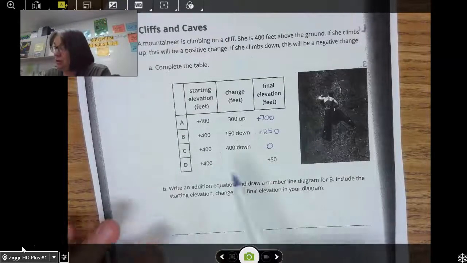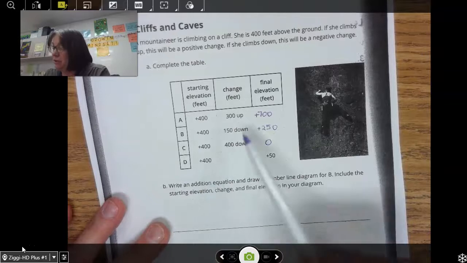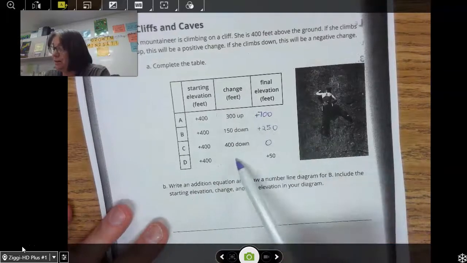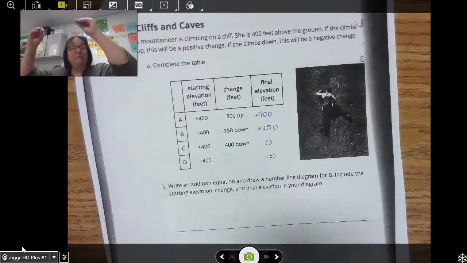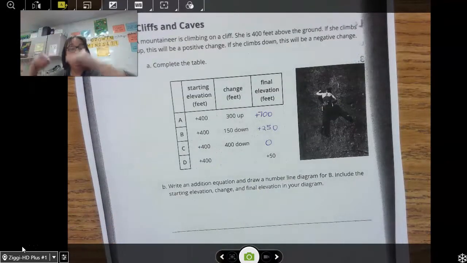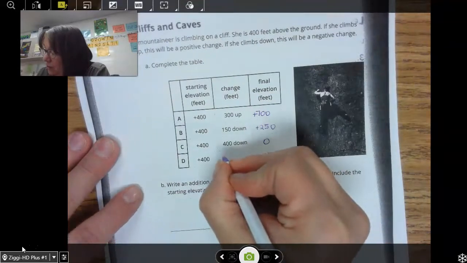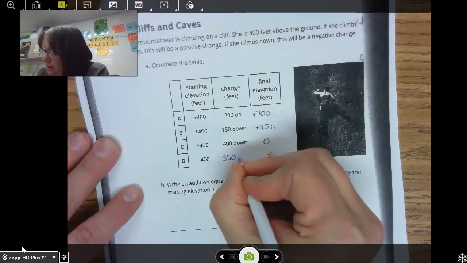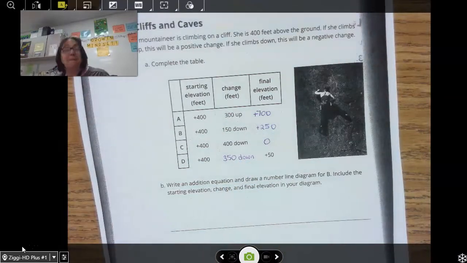And then the last one, you start at 400 feet of elevation, and you change what to get to 50? What would the change have to be? Are you still going up to get to 50? Hopefully you said, no, I'm going to have to go down. Fill that in. How far are you going to have to go down? All right. I would have to go 350 feet down to get to 50.